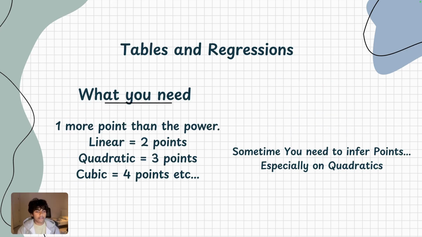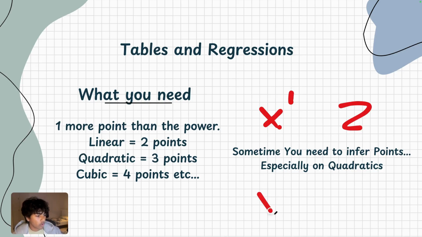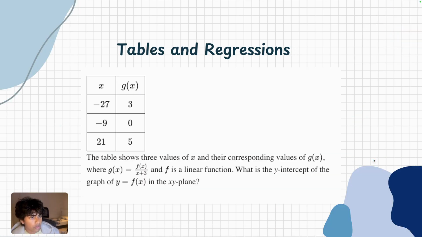This is going to be a little complicated to explain, but you need 1 point more than the power. So a linear equation is like x to the first power, right? And if it's x to the first power, you're going to need 2 points to do that. Now quadratic is x to the second power. You're going to need 3 points to be able to get a regression out of that. Cubic is 4 points, but you don't really need more than quadratic. So let me show you an example of that so that you guys know what I'm talking about. And sometimes you're going to need to infer points. We'll go over that too.